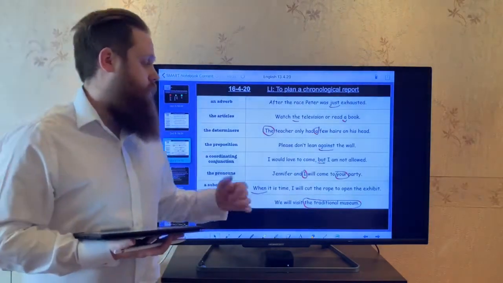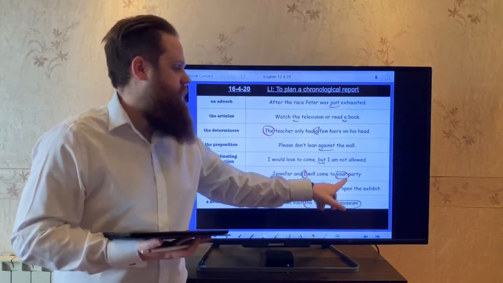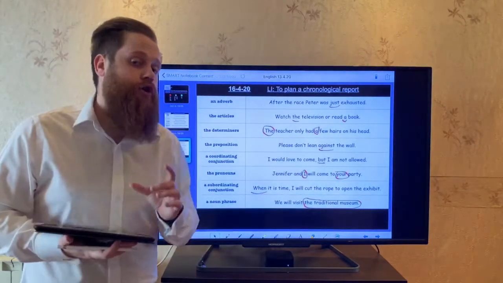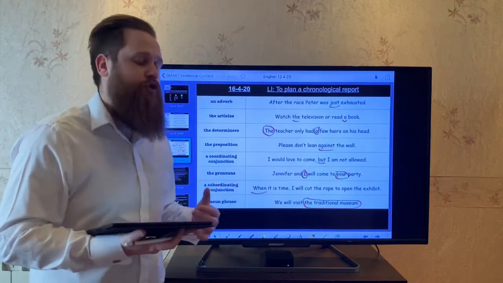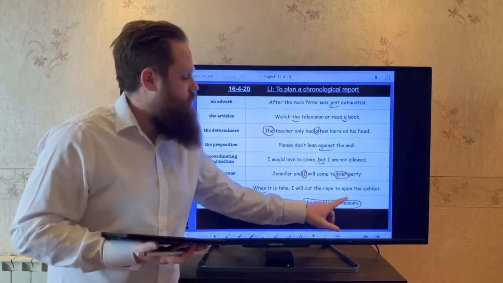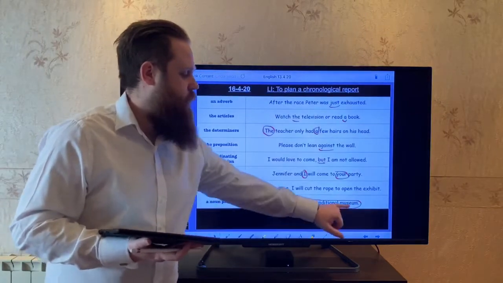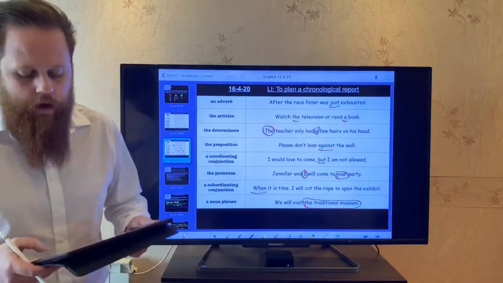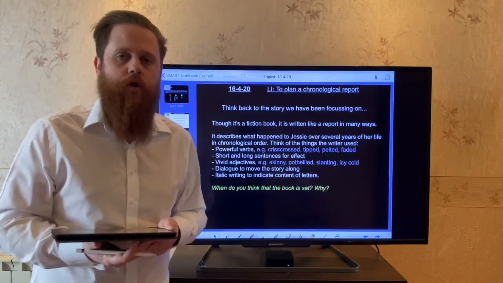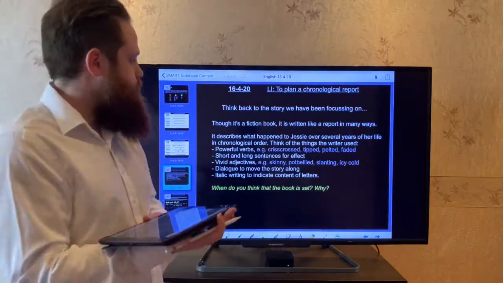The pronoun, or pronouns in this sentence, I and your, they take the place of a noun. The subordinating conjunction is when, okay, introducing that subordinate phrase. And the noun phrase here is the traditional museum, okay, that description of the noun as well. Okay then, well done if you got all of them correct, and we are now going to move on to our main part of the lesson.